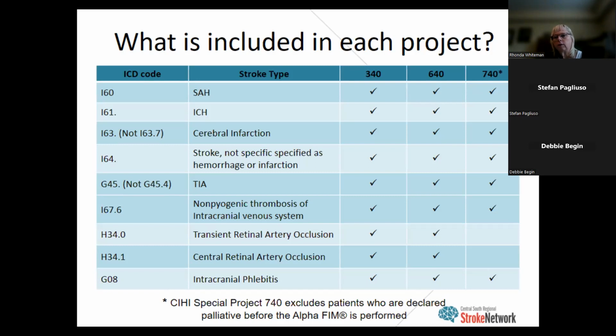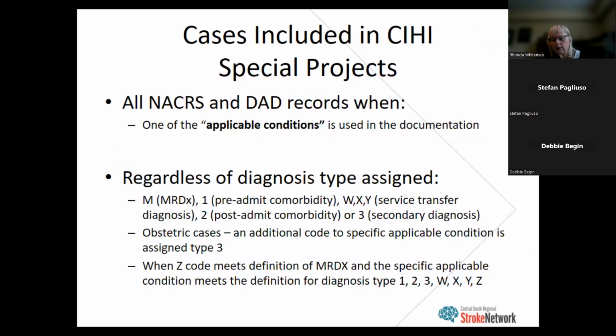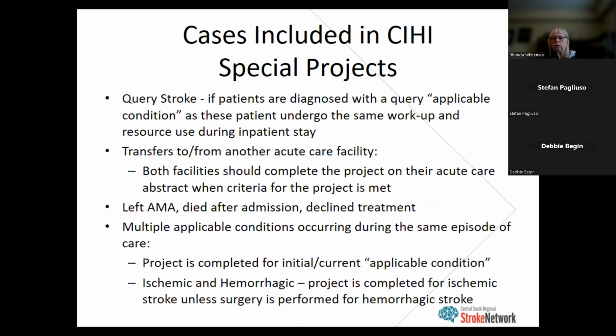If the patient's palliative, there really is no need for that to be included. Again, looking at the cases to be included, as a review, it's all NACRS and DAD cases with the applicable condition, regardless of the diagnosis code assigned. Also, query strokes of the applicable condition should be included. Essentially, these patients undergo exactly the same workup and resource share during their inpatient stay to either rule out or confirm if it's stroke.